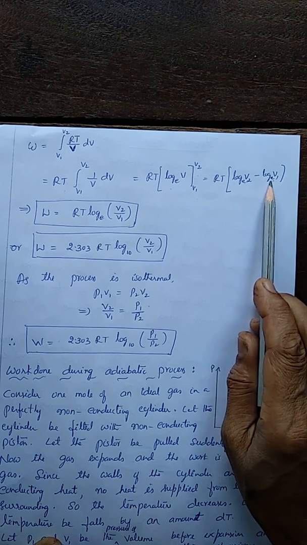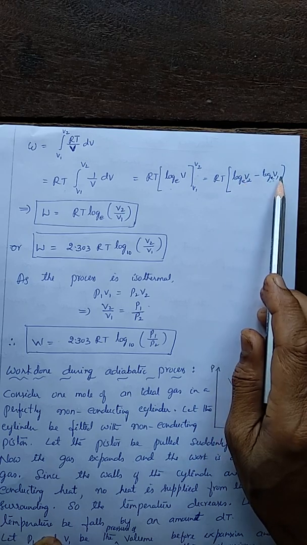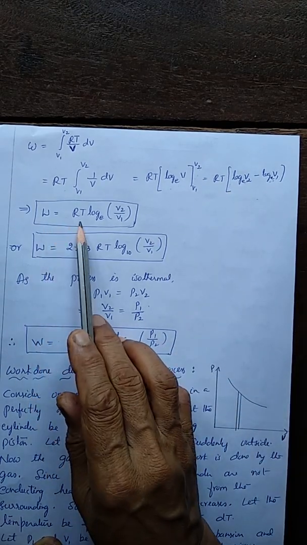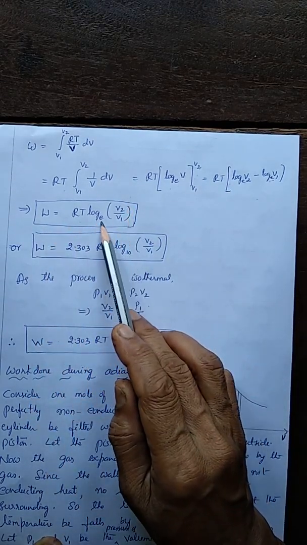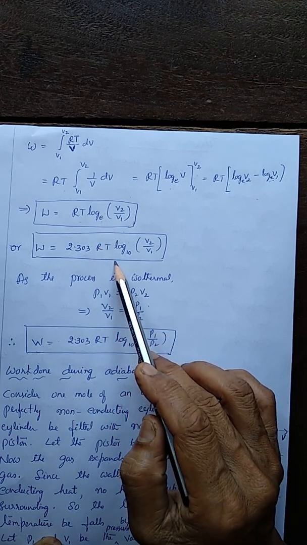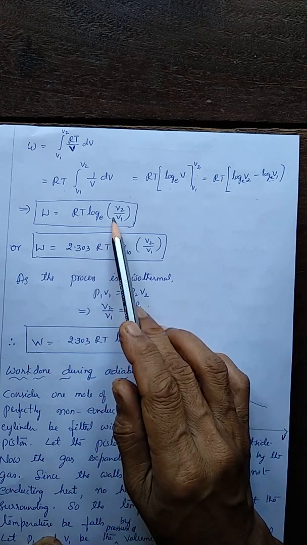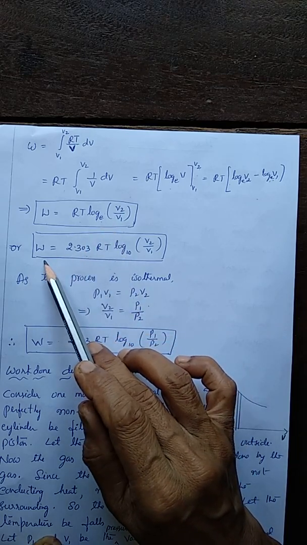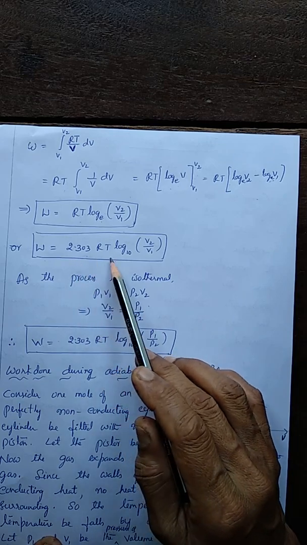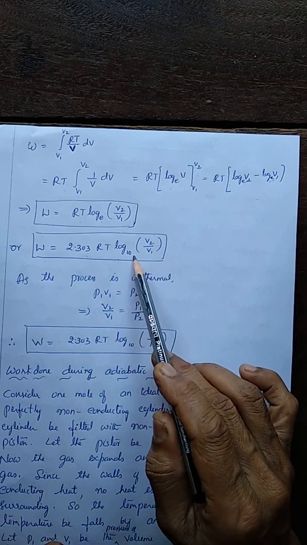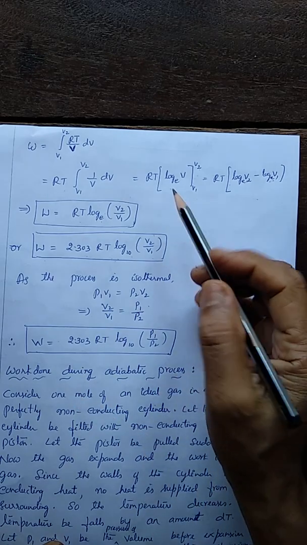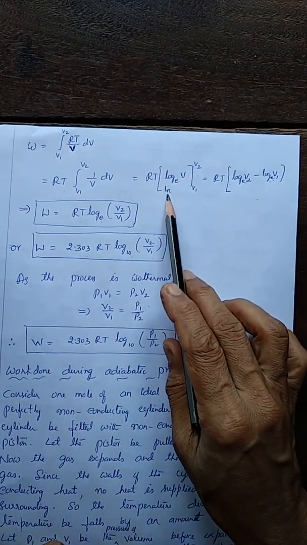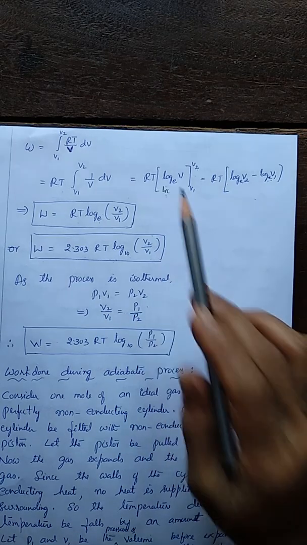You get this. And you know that log A minus log B is log A by B. So this becomes W equal to RT log V2 by V1 with base e. Convert this into log with base 10. How do you convert? By multiplying by the constant 2.303. So we get the total work done as 2.303 RT log V2 by V1, log with base 10. Here this can also be written as ln. This way also you can indicate, ln is log with Neperian base e.